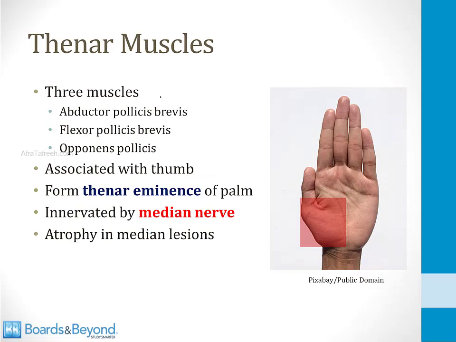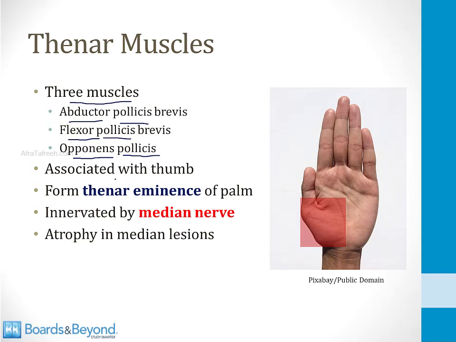We'll begin with the thenar muscles. The thenar muscles are a group of 3 muscles. The 3 muscles are the abductor pollicis brevis, the flexor pollicis brevis, and the opponens pollicis. The word pollicis refers to thumb, so these muscles abduct the thumb, flex the thumb, and oppose the thumb. I'll talk about what opposition is in a minute.